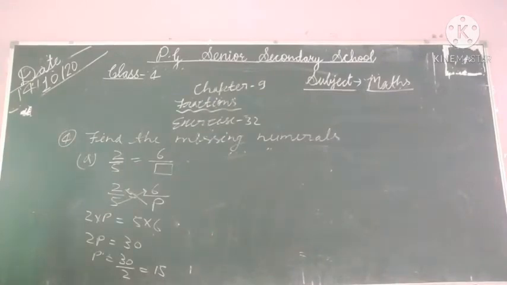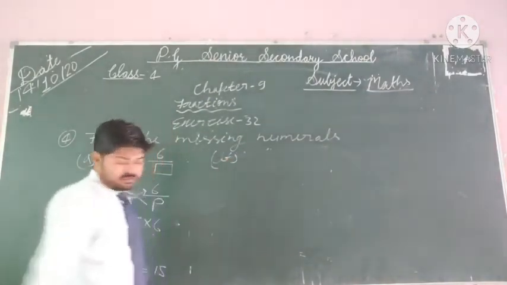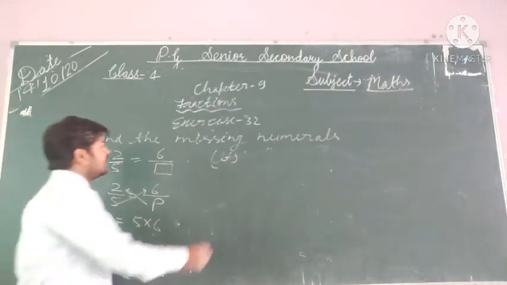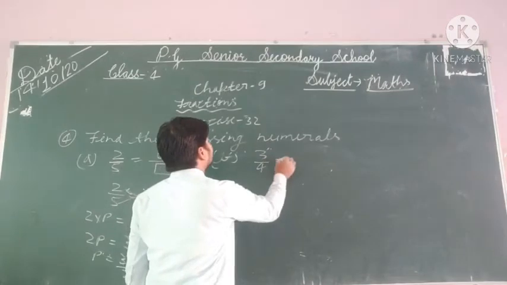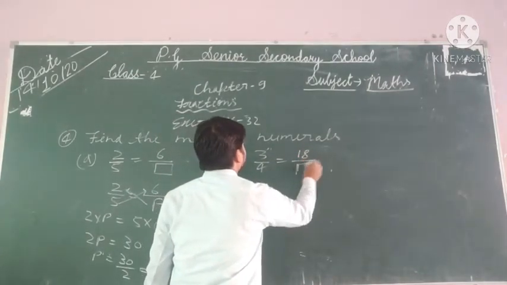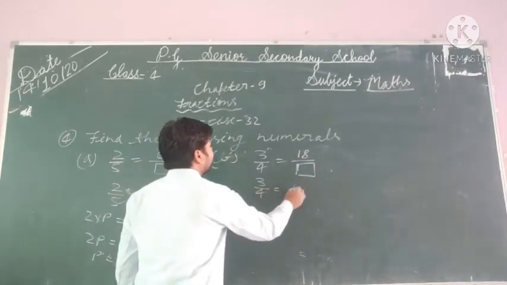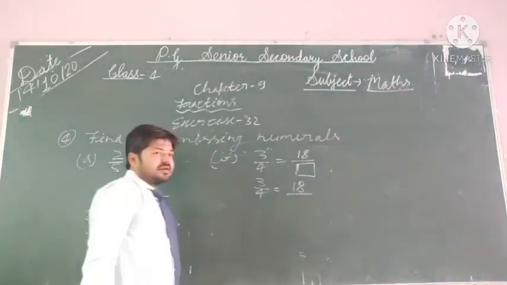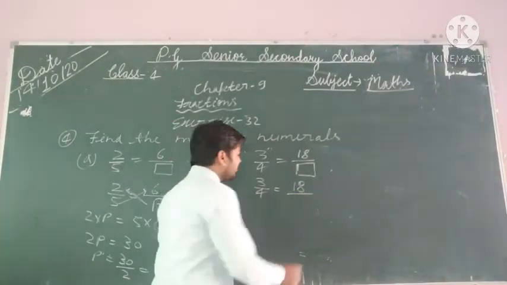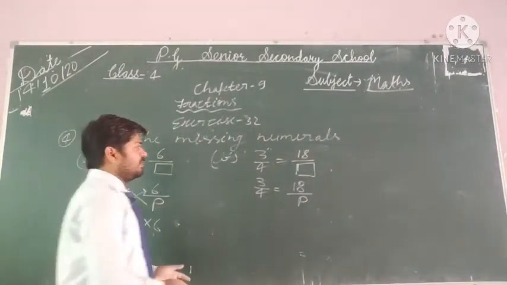One more question I am going to tell you of B. 3/4 equals to 18/, blank is given there. So 3/4 equal to 18/, any alphabet you can write. At the place of blank you can write any alphabet. So I am going to write here P. Now what you do? Cross multiplication.